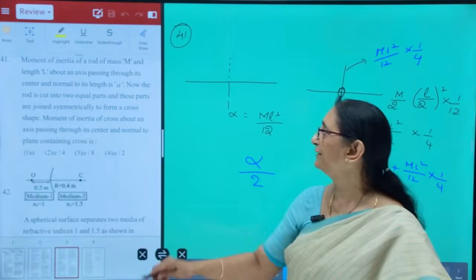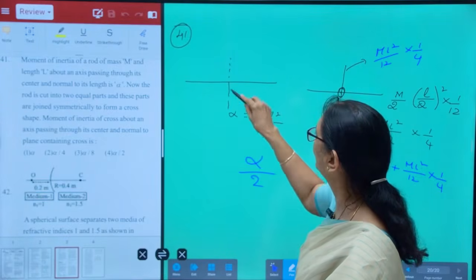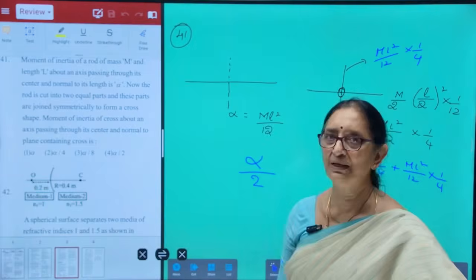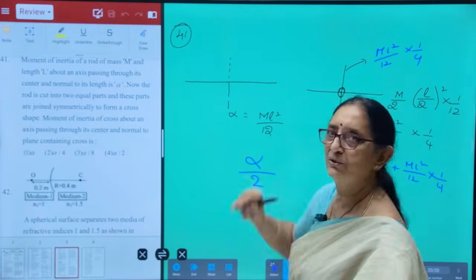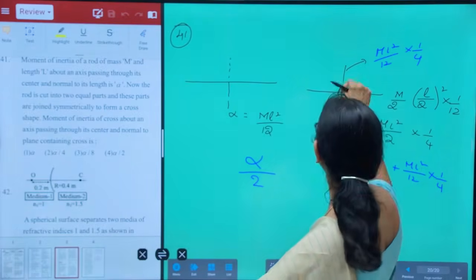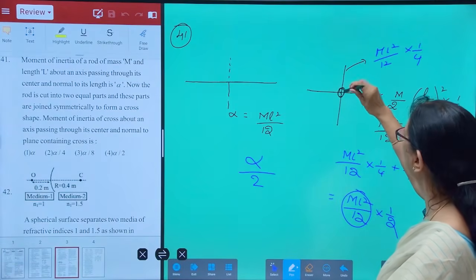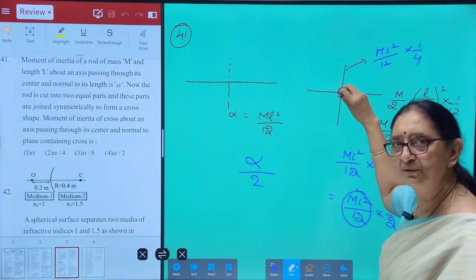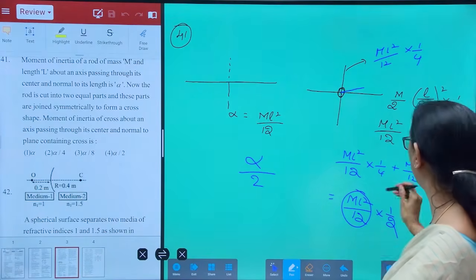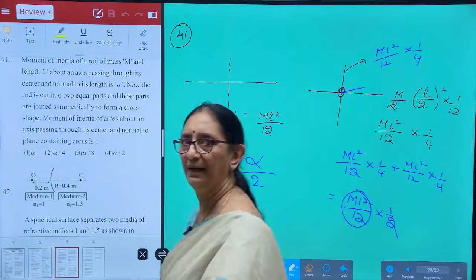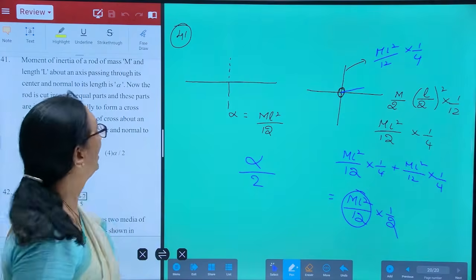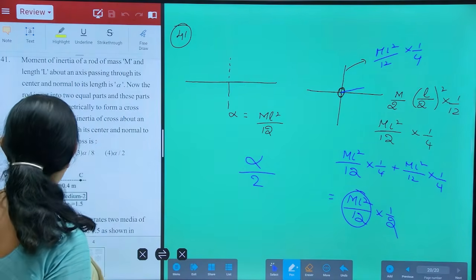So, moment of inertia of this rod about the central axis is mL square by 12. It is cut into two equal pieces. The two pieces are arranged in the form of a cross. So, moment of inertia of that cross about an axis passing through the origin perpendicular to the plane is alpha by 2. Okay, that is question number 41.